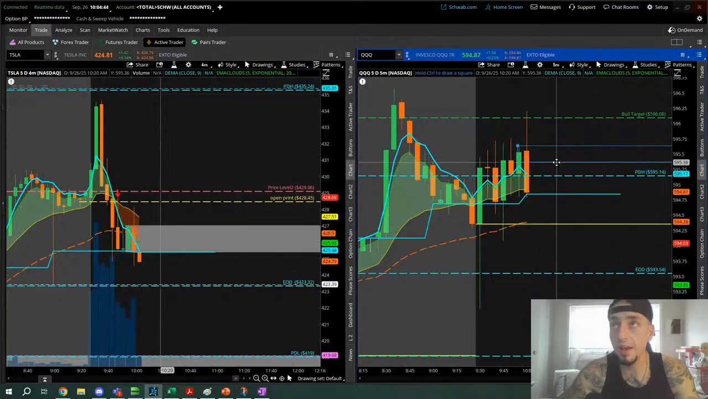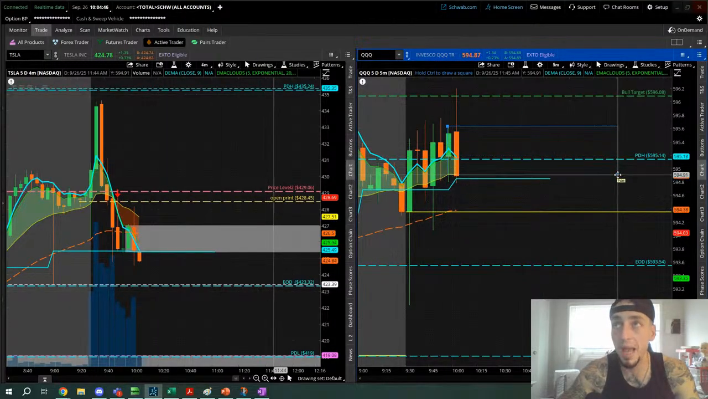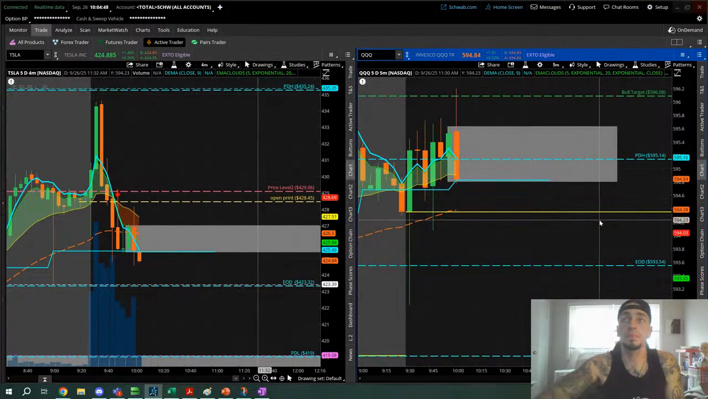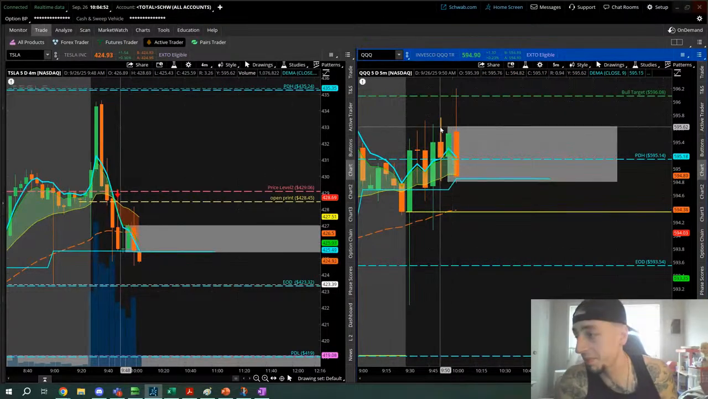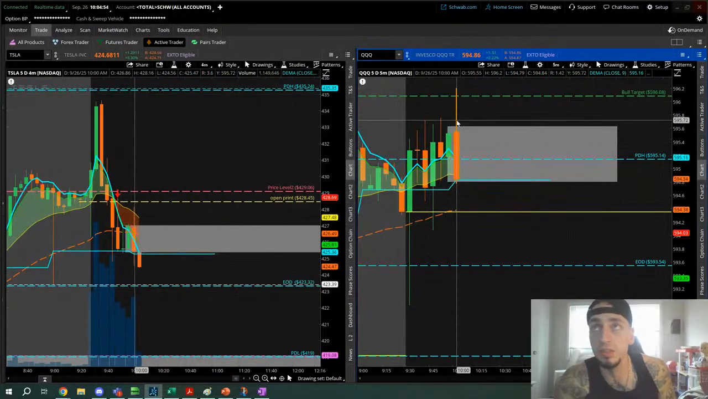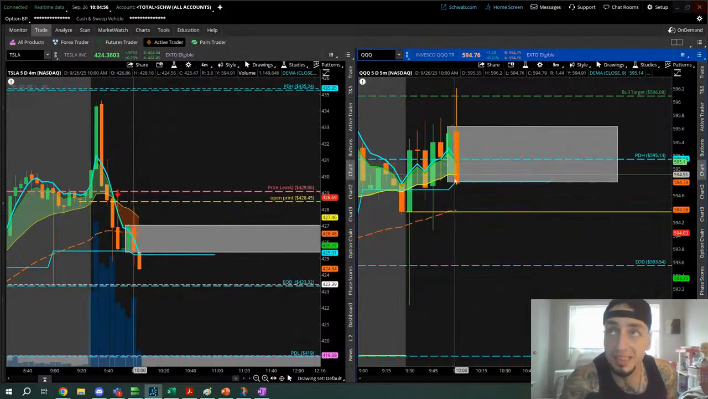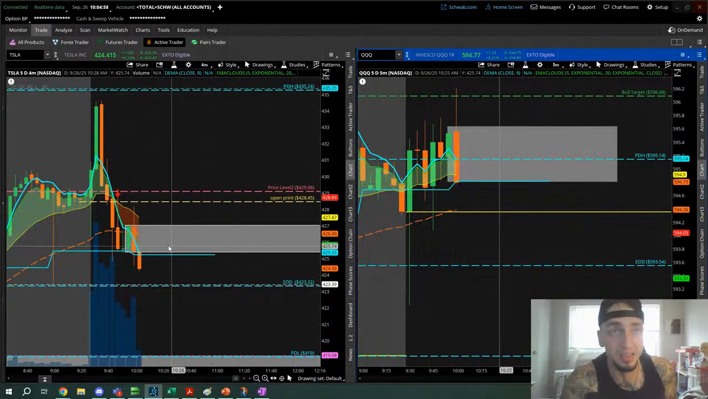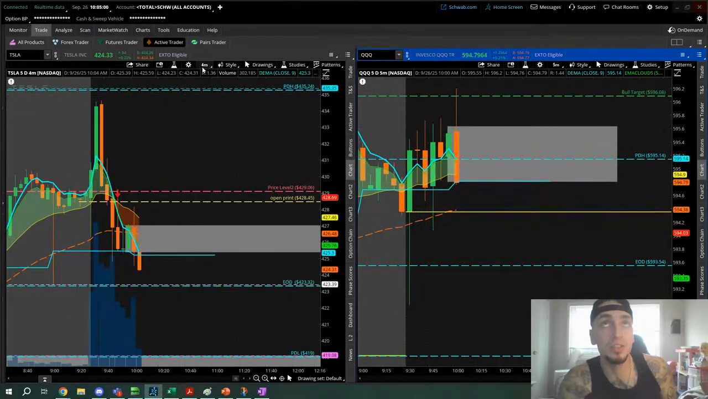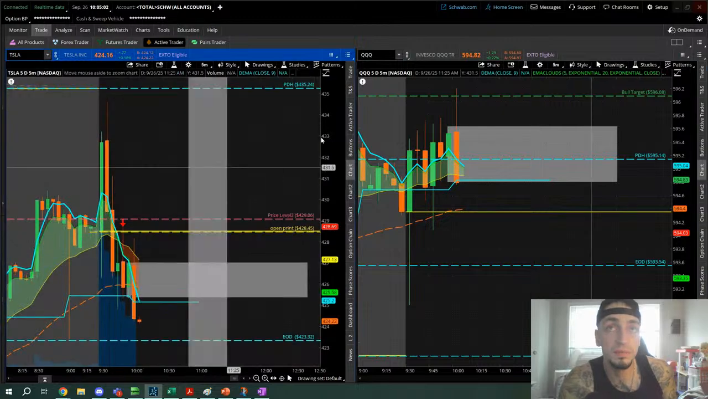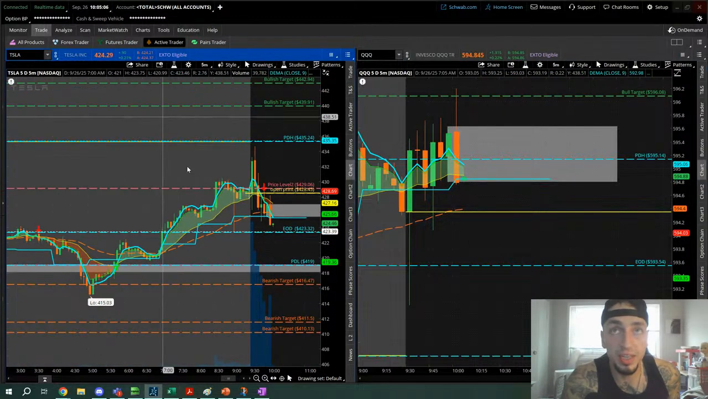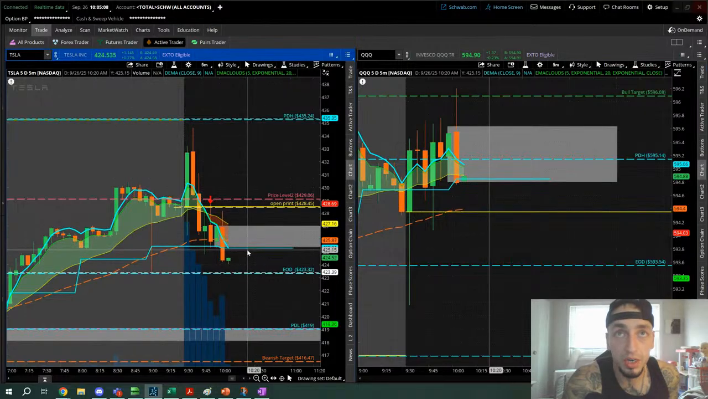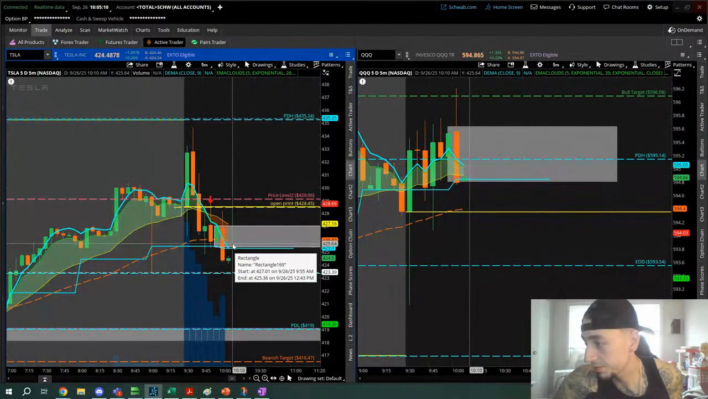So now we have ourselves an AOV. Bam. Now, I can't get in short because my stop would be just a little too far, right? So now I want to see price come into this box and reject. I'm also watching Tesla very closely. Notice here on Tesla, we are at the 1 hour moving average.